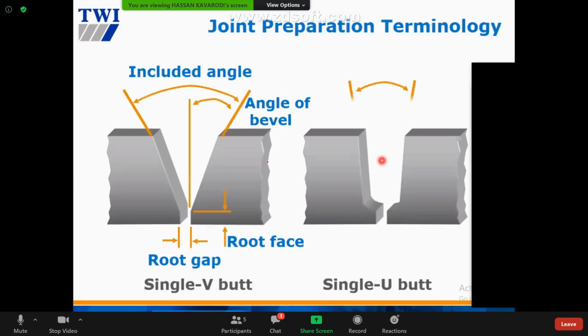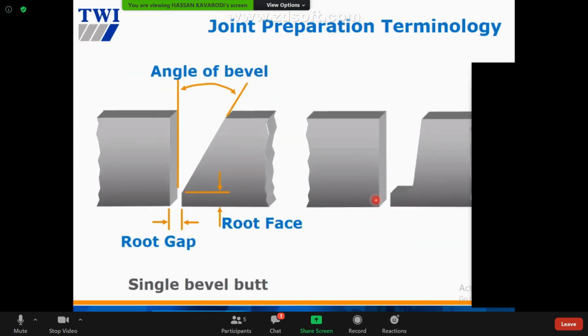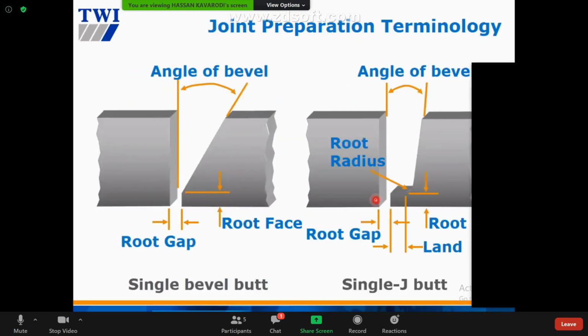And this is talking about included angle, angle of bevel. Angle of bevel in CSWIP is normally taken from 30 degrees plus 5 degrees. So the included angle can be between 60 degrees up to 70 degrees, all right? And root face about 1 to 3 mm. In single U, roughly about 20, 30 degrees included angle. Yeah. All right, we move on.